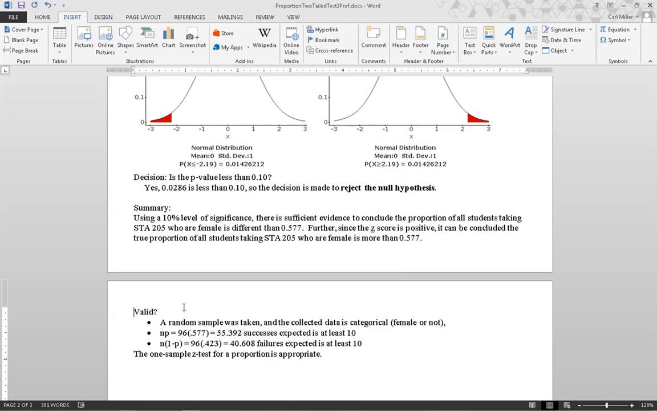n times 1 minus p is 96 times 0.423. That equals 40.608 failures expected. That also meets the at least 10 requirement. So the one sample z-test for a proportion is appropriate.